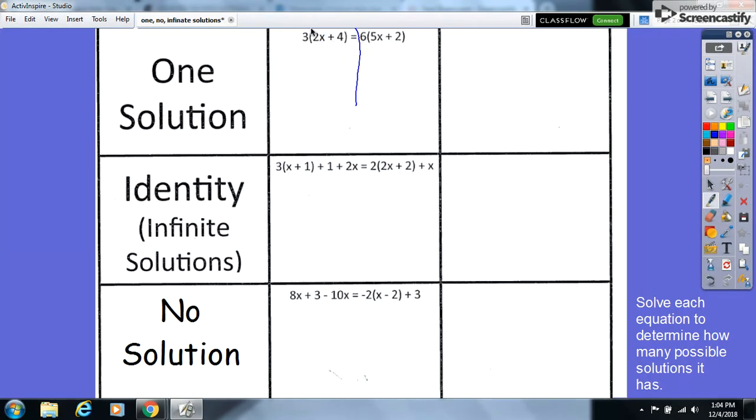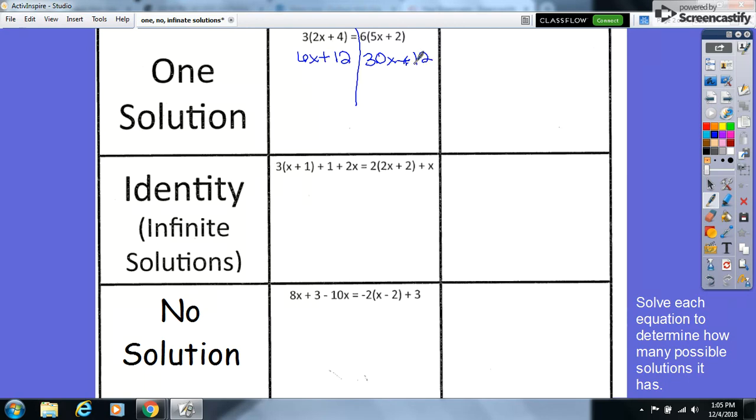Using what we've learned in class, I know that in order to start solving this equation, I need to use the distributive property. So I'm going to do 3 times 2x, I'm going to get 6x, and 3 times 4 gives me 12. Same thing over here. Distribute the 6, so 6 times 5x gives me 30x, and 6 times 2 gives me 12.